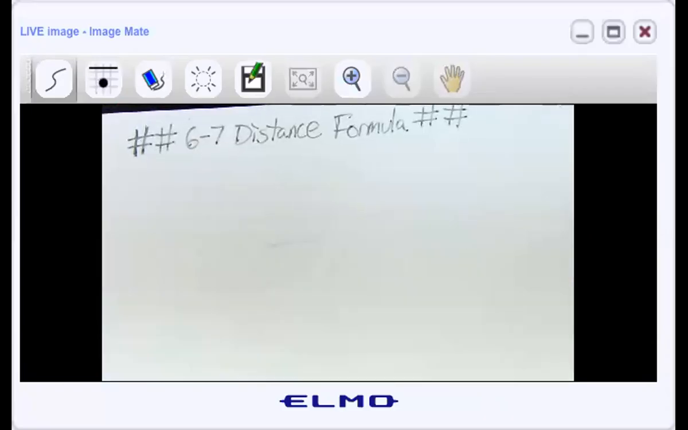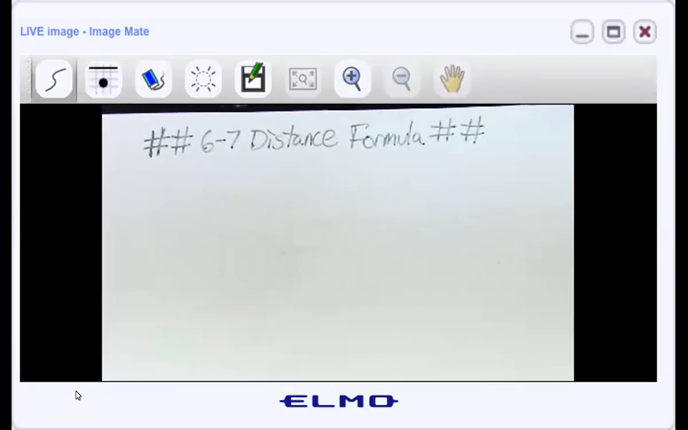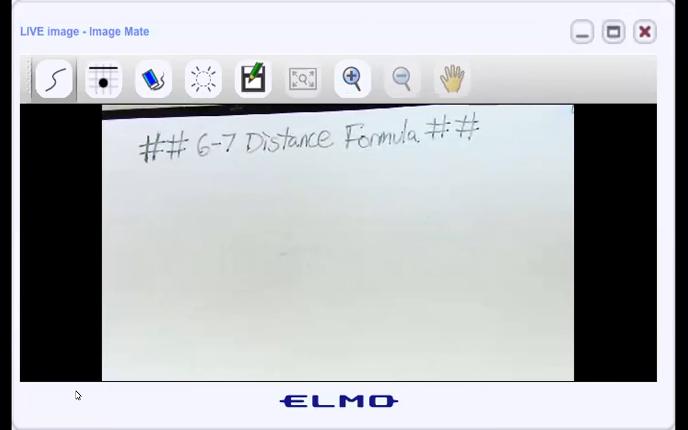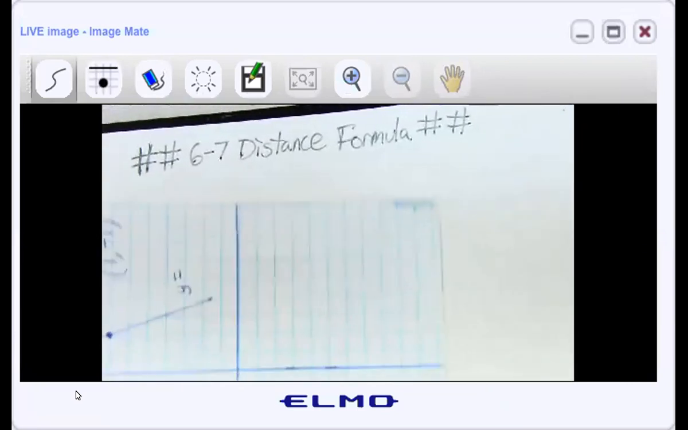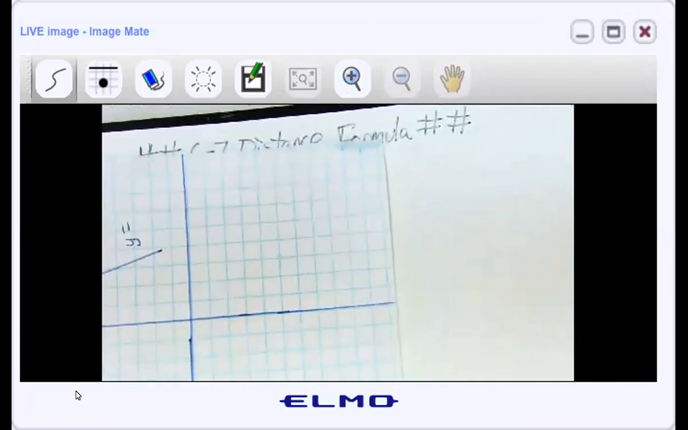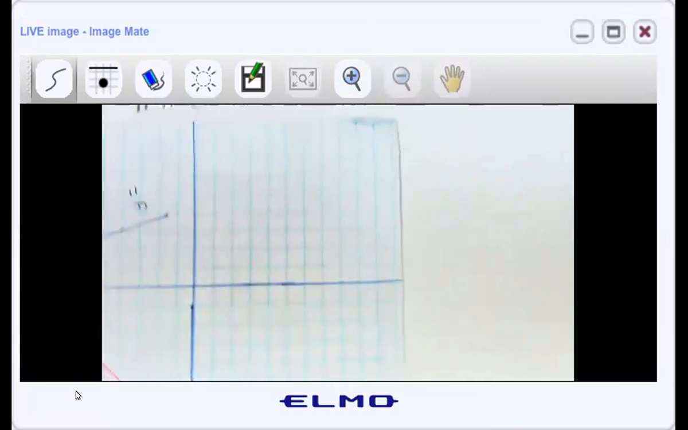So today is all about the distance formula. What we want to do today is look at how we find the distance between 2 points on the coordinate plane, right? So if I take a look at a coordinate plane here, I'm just going to zoom in.